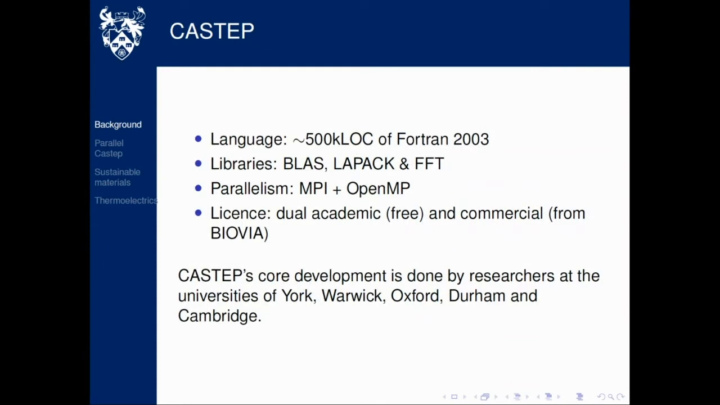Now, CASTEP itself, just some technical details. It's roughly speaking 500,000 lines of code in Fortran. That's non-comment code. There's probably another 250,000 lines of comments. For its performance, it relies on not just the Fortran compiler, but the BLAS, LAPACK, and FFT libraries for dense linear algebra and fast Fourier transforms. And in its parallel mode, we use the message passing interface, MPI, and OpenMP for threading. The core development of CASTEP is all in the UK. So it's at the University of York, where I am, and also Warwick, Oxford, Durham, and Cambridge.